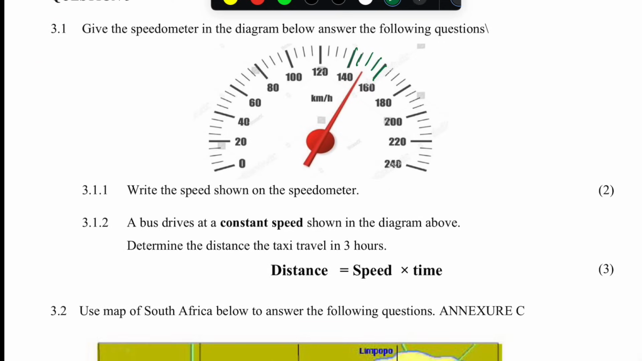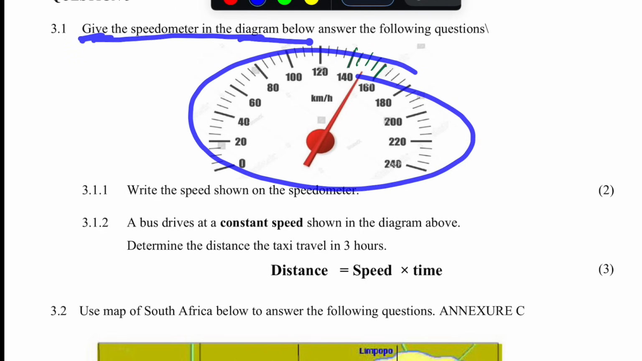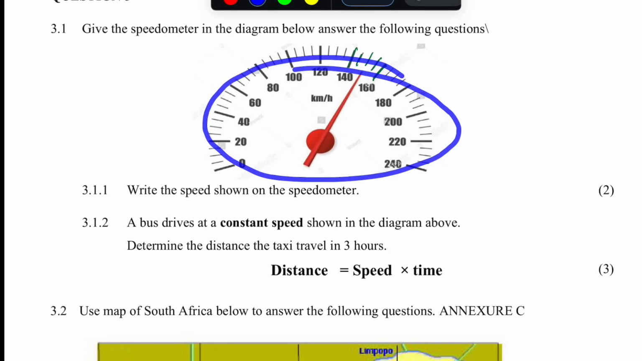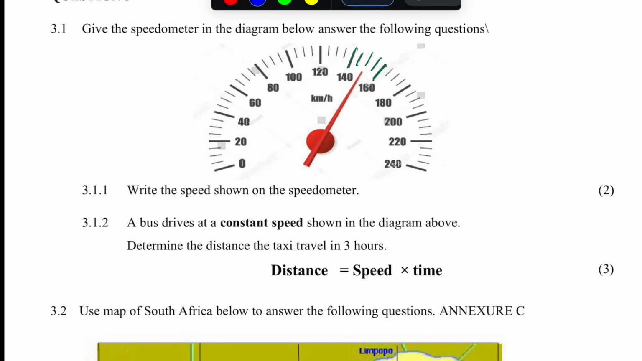Let's go to question 3. Question 3, it says given the speedometer, this is the speedometer in the diagram below, answer the following question. If you look at this speedometer, guys, it's the speedometer of the car. It shows the speed of the car. Now it says write down the speed shown in the speedometer. You see the speedometer starts from 0 to 140. Now if you look here, the speed has passed 140 and it's between 140 and 160.